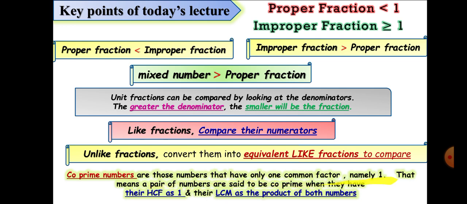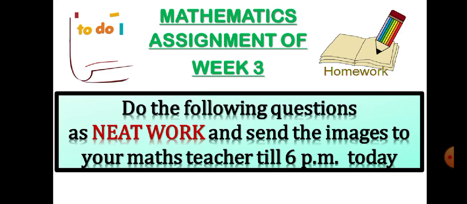Coprime numbers are those numbers that have only one common factor, namely 1. That means a pair of numbers is said to be coprime if their HCF is 1, and the LCM, whenever you multiply both numbers, that's the LCM.